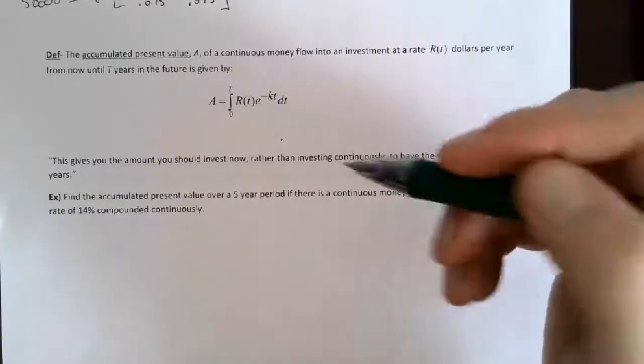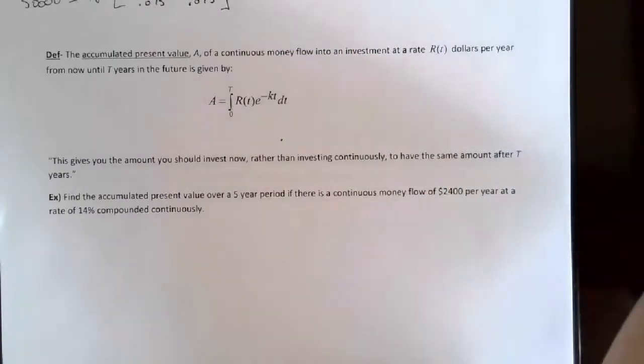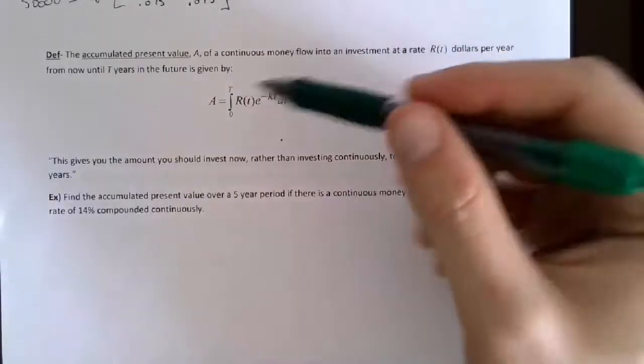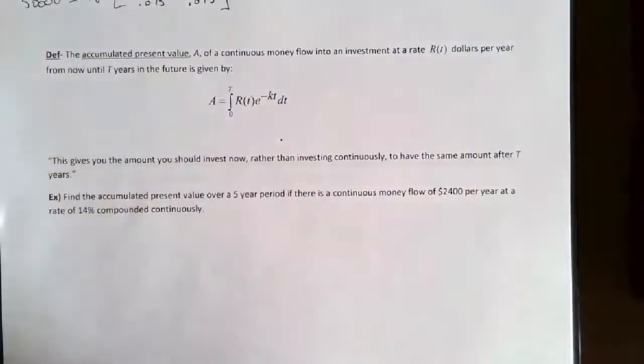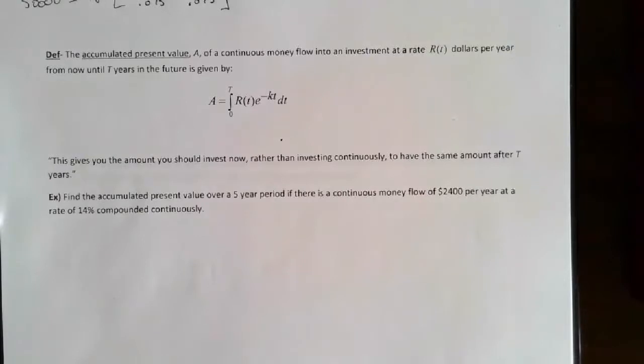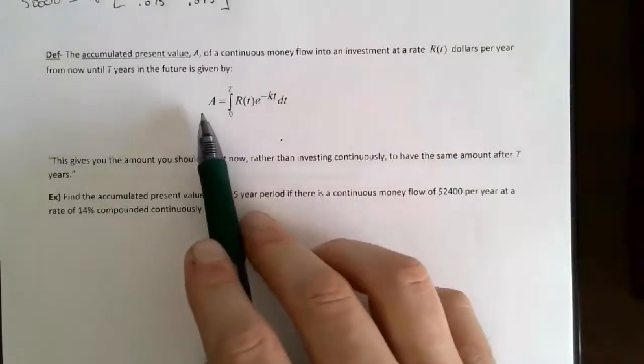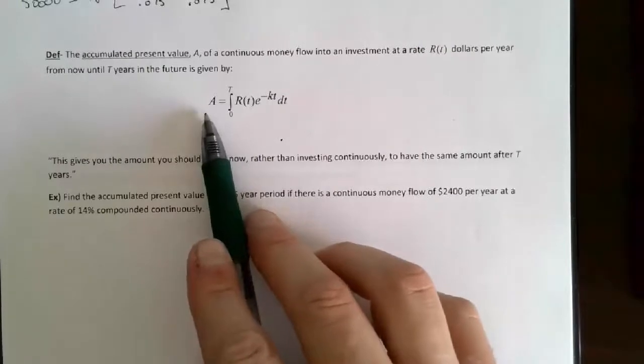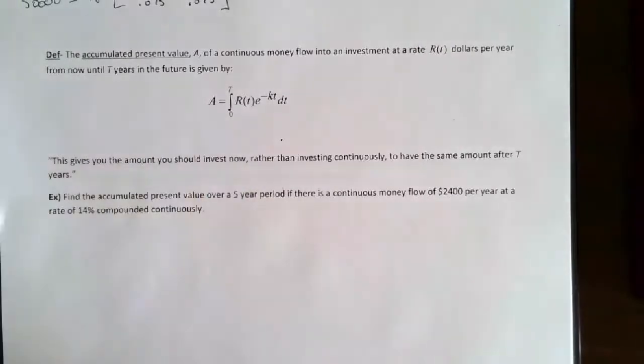So the difference in the formula is that you have a negative on the k, but when you do it, it's based on what the question's asking you, because the questions we just asked a minute ago, we used a positive k. Here we're using a negative value for k because we want to know really, right, and this is what I'm putting in the quotes here, because this is really the way you should think about it. It says this gives you the amount you should invest now rather than investing continuously to have the same amount after T years. So this A is not the amount that you're going to have in T years. This is the amount that you should invest now so that you could have the same amount as if you were to invest continuously over the time.